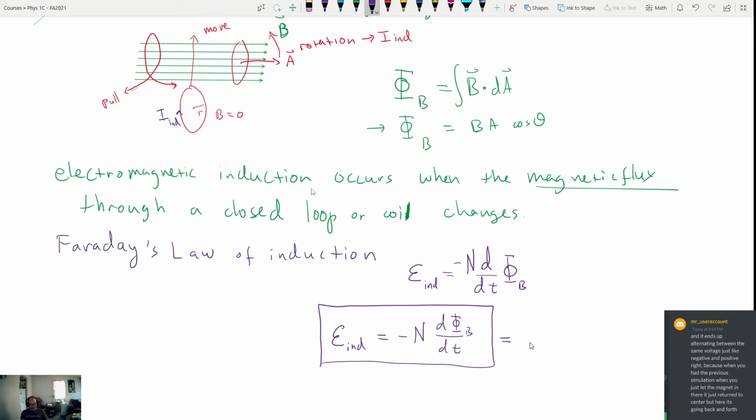Although I am kind of lying to you, because technically the full form of this law looks like this. This is the full form of this law. But there are a few problems where you have to use this version, but most of the time we're just going to be using this version here. And that's Faraday's law of induction.